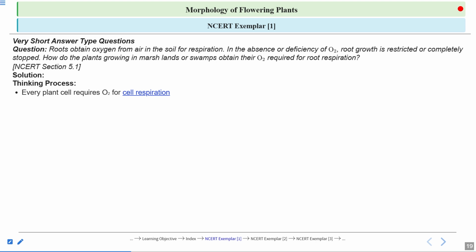Every plant cell requires oxygen for cell respiration, or you can say simple cellular respiration. And air between the soil particles is used by the roots. Inside the soil, two things are present: water and oxygen. Water is present in the form of capillary water. Only the capillary water present in the soil is available to the roots. In between the soil particles, some water molecules are there. So that is called capillary water, and that is only available for the root.